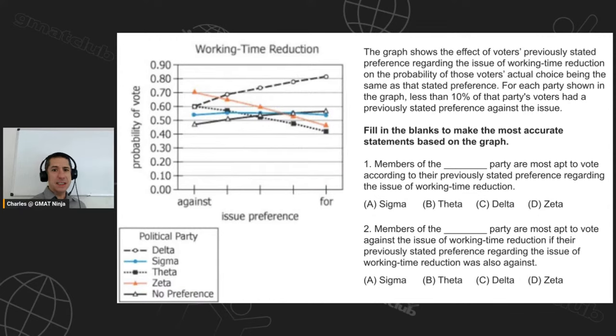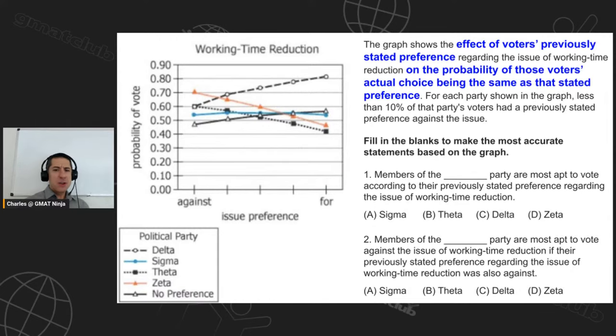So yeah, this one's kind of weird. What's going on here? Really, the key is deciphering these sets of phrases that are up there in blue. The graph shows the effect of voters' previously stated preference. Okay, that's the bottom, that's the x-axis. So that's issue preference. Some people were against, some were for, some were in between. I'm not sure what that means. But the graph shows the effect of that previously stated preference on the probability of the voters' actual choice being the same. Okay, so higher probability, that's your y-axis. So the higher that probability is up on the y-axis.